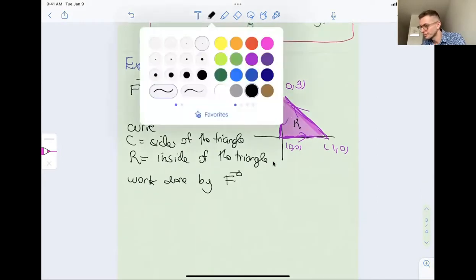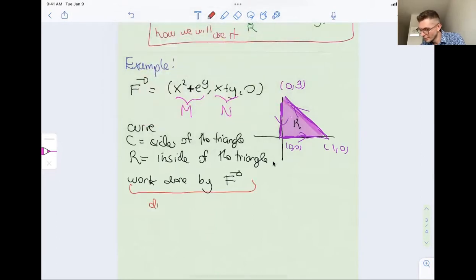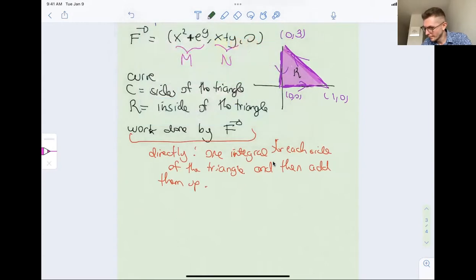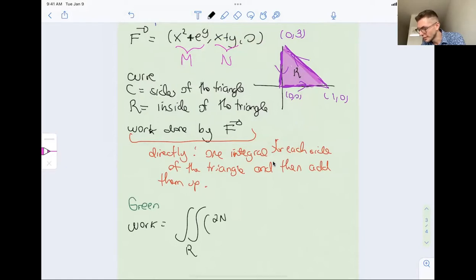If you do this directly, you have to do 1 integral for each side of the triangle. Is that making sense? And then add up the answers. But if you are using Green's theorem, you know that the work in fact equals the double integral over the region of this thing that I wrote before.